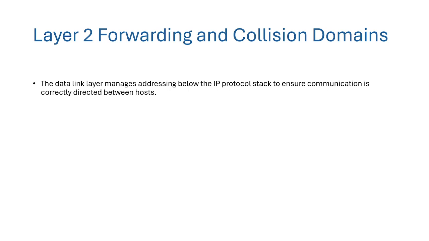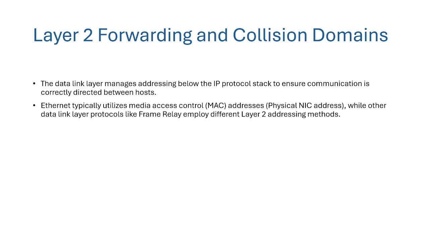The data link layer manages addressing below the IP stack to ensure communication is correctly directed between hosts. Ethernet typically utilizes the MAC address at layer 2, which is on the physical NIC. Your laptop or any hardware device, even your phone, has a physical NIC, where a hard-coded address is present. That is called media access control, MAC. Other layer 2 data link protocols, like Frame Relay, employ different addressing methods. But because we are using Ethernet, we use MAC addresses only to identify hosts. Next, let's talk about the collision domain.